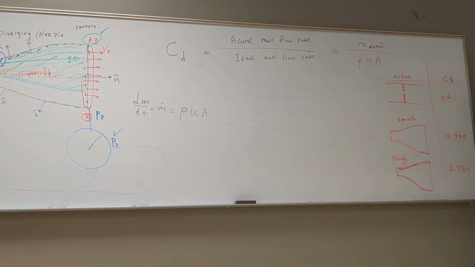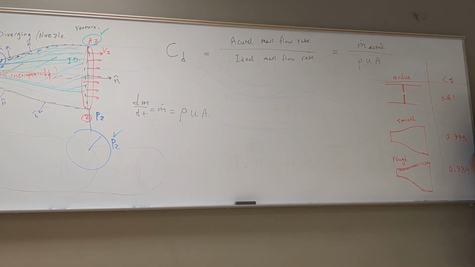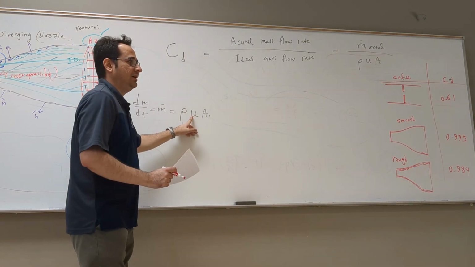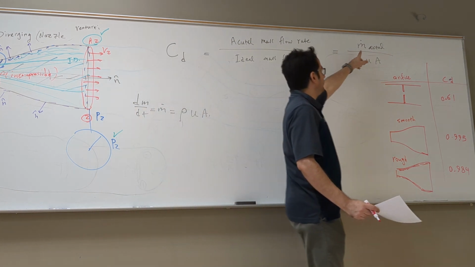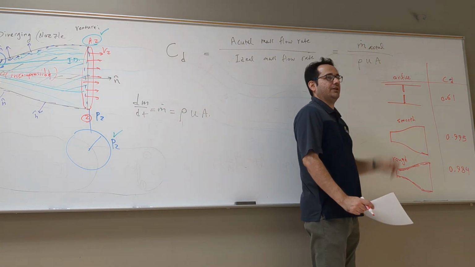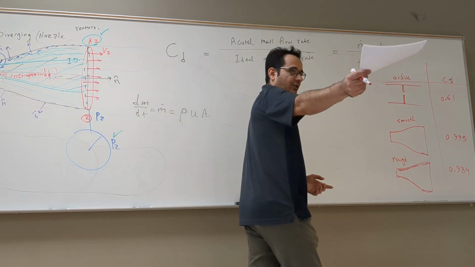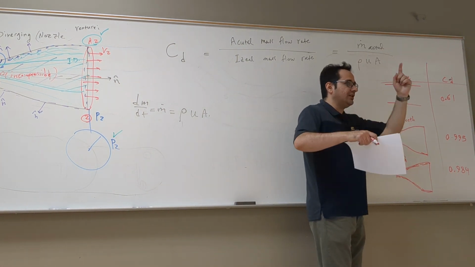Look at this, right? Get the ideal. You put U here for the velocity. You see rho UA. And then what do you measure? What do you compute? The actual mass flow rate. Or if they give you the actual mass flow rate, this is in fact what we have in the lab. You measure the actual mass flow rate.